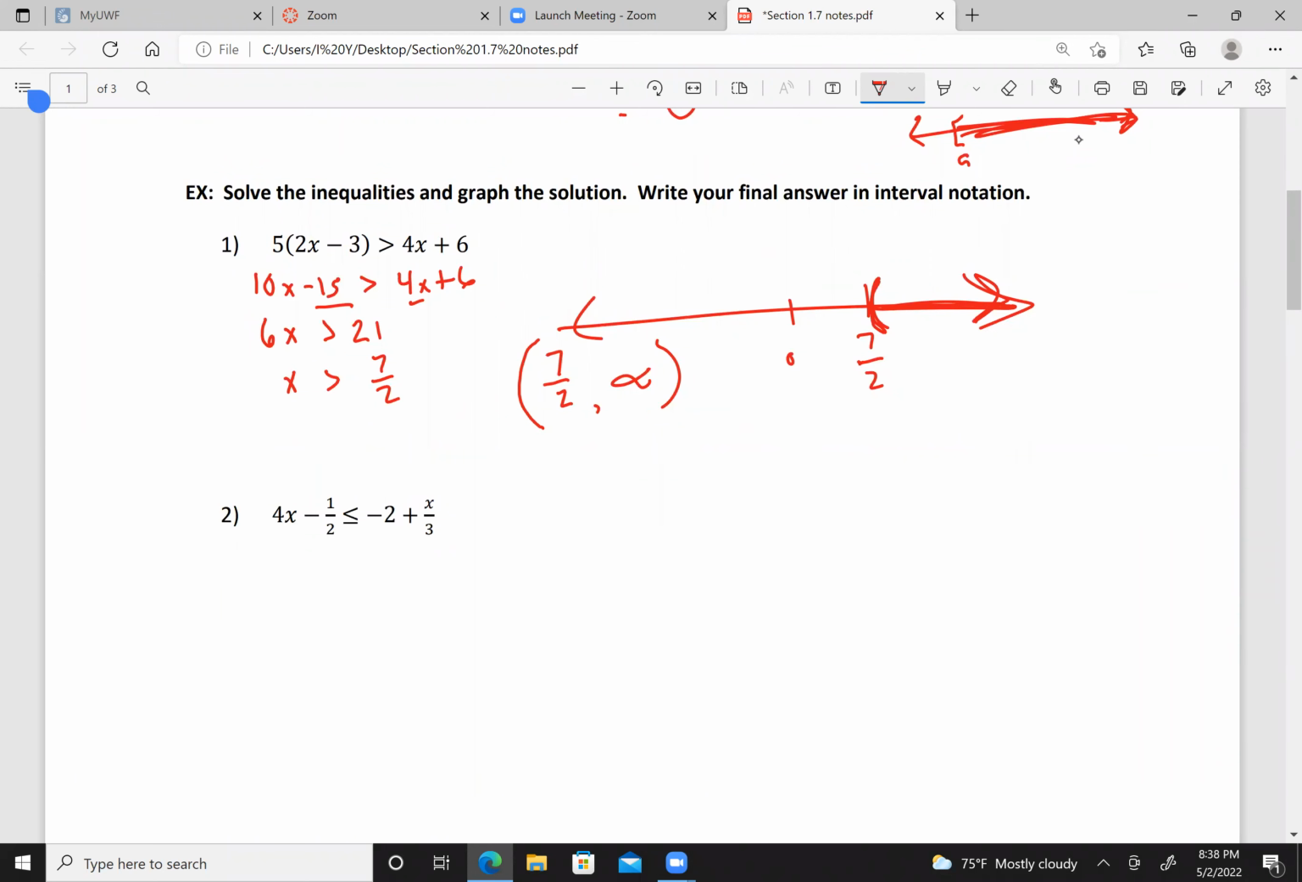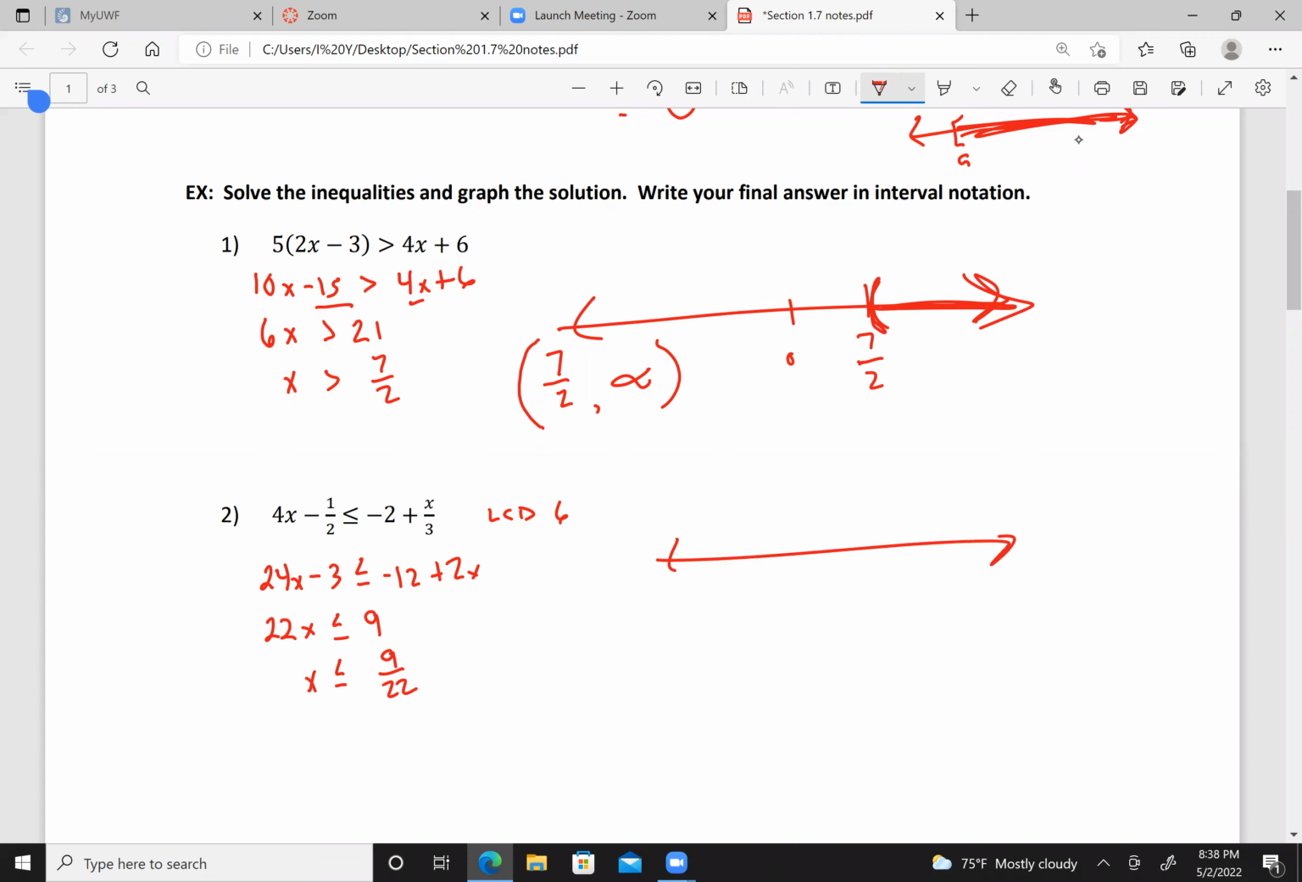Okay, next one here. So let's get rid of these fractions. Find an LCD, it is 6. So if I multiply 3 by 6, I get 24x minus 3 less than or equal to negative 12 plus 2x. So let's subtract this 2x and I get 22x here. Add 3, less than or equal to 9. x is less than or equal to 9 over 22.